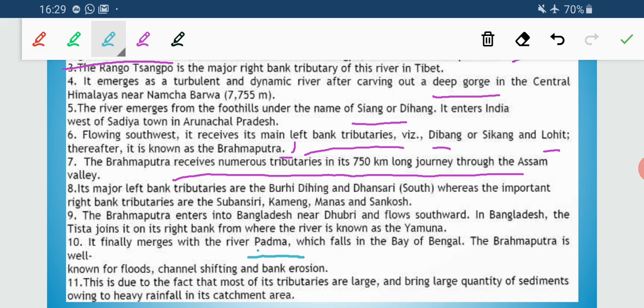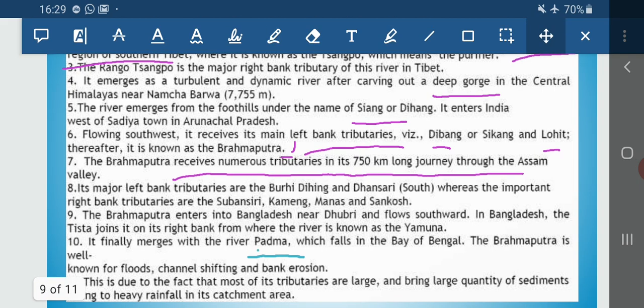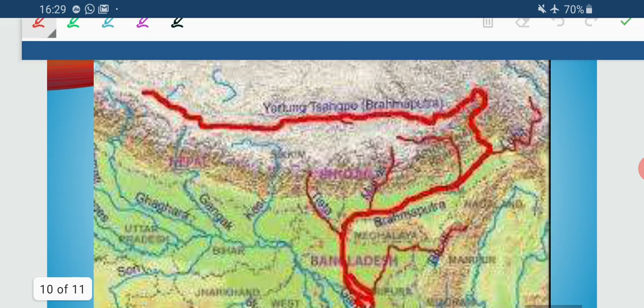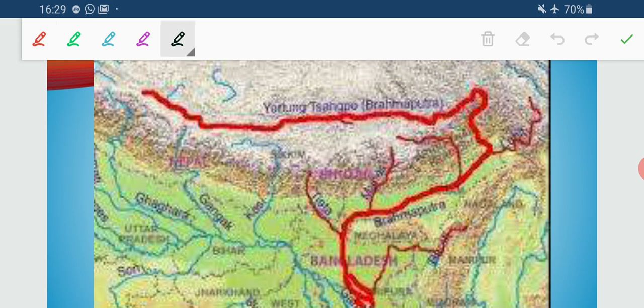And this is due to the fact that most of the tributaries are large over here, and they bring a huge amount of sediments due to heavy rainfall, and its catchment area is also very large. So these are some of the important features of river Brahmaputra. Now just have a quick look on the map of river Brahmaputra. You can see the red line that is being pointed out over here, and just repeating it with the black. This is the Mansarovar lake, near which is the Sangpo river.